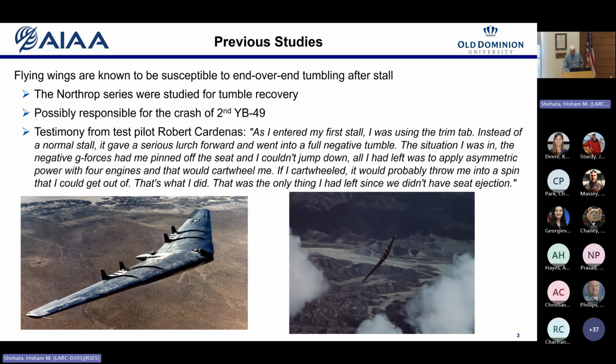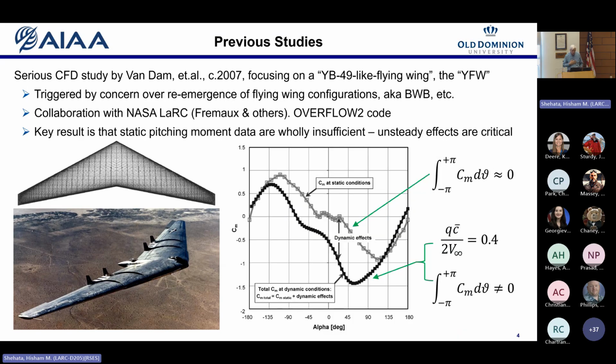A lot of work was done to study the effect, including some computational work 20 odd years ago on a similar kind of planform. Case Van Dam, who knows what he's doing, did some work, and it was compared to some spin tunnel tests here, Mike Fremo and others involved. A little bit inconclusive on the cause and the way to mitigate the effect, but the key conclusion was static aerodynamic information was not sufficient to describe the motion.